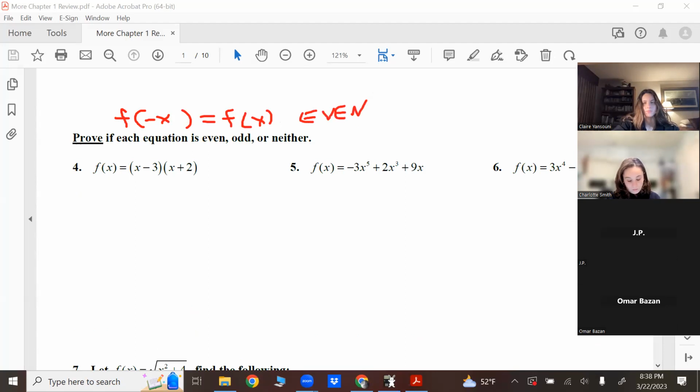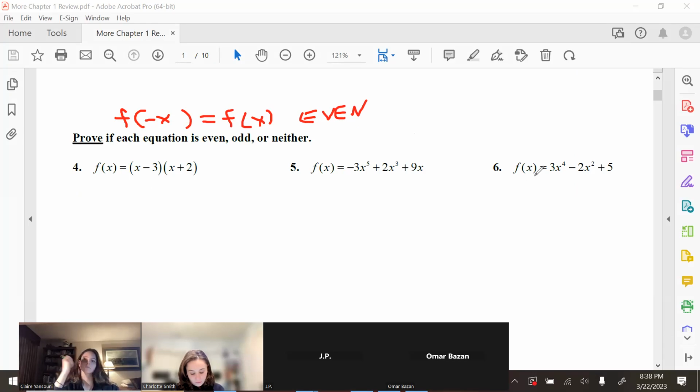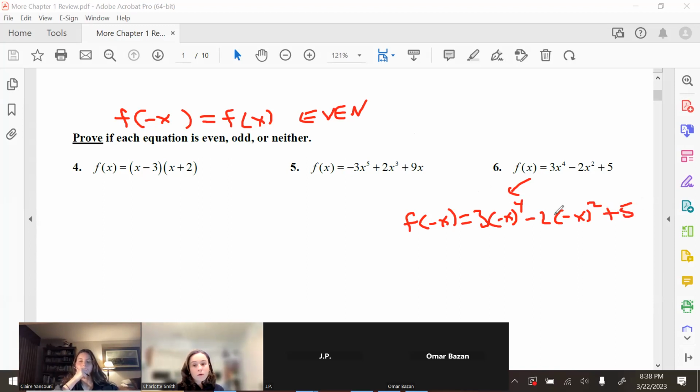A good example of an even function would be number 6. So for number 6, if you replace the x with negative x, then instead of 3x^4, you have 3(-x)^4. Instead of -2x^2, you have -2(-x)^2. And of course, you just have the final 5. There's no x next to it. If you take a negative number and raise it to the 4th power, it stays positive, because if you multiply negative x 4 times, that's x squared times x squared, which is back to x^4.